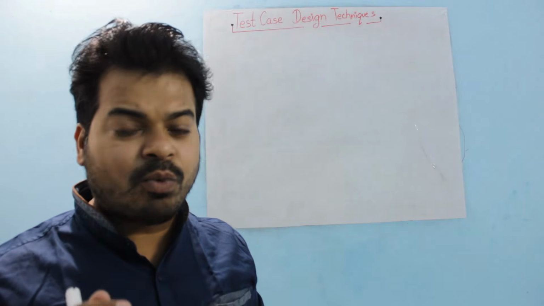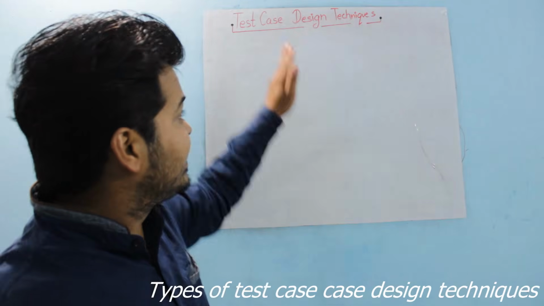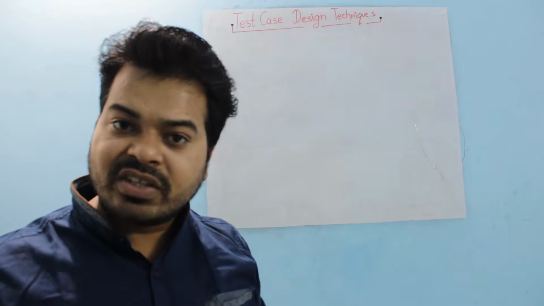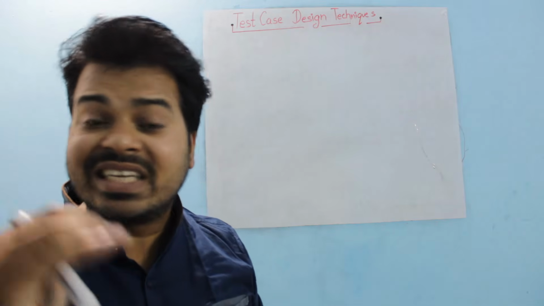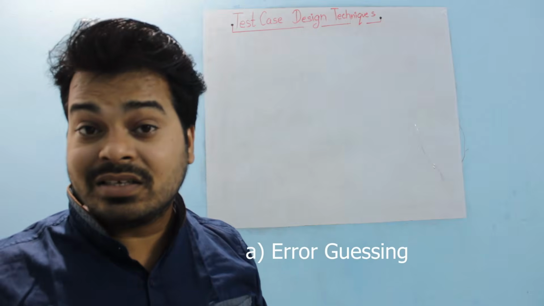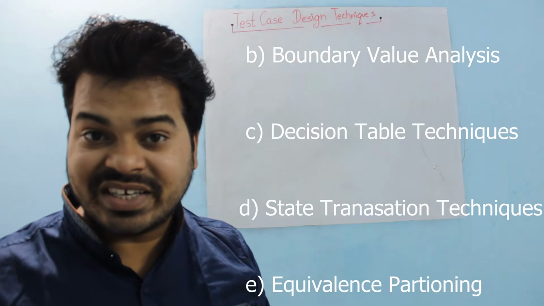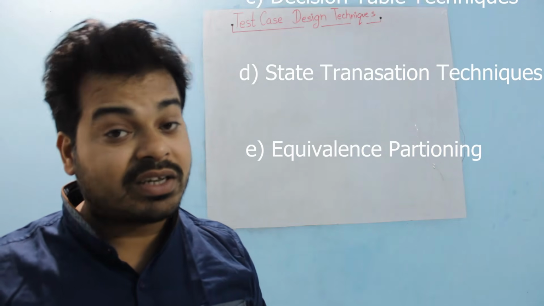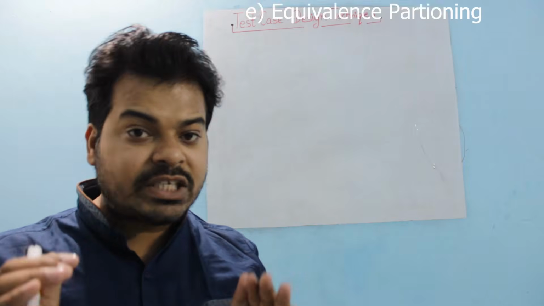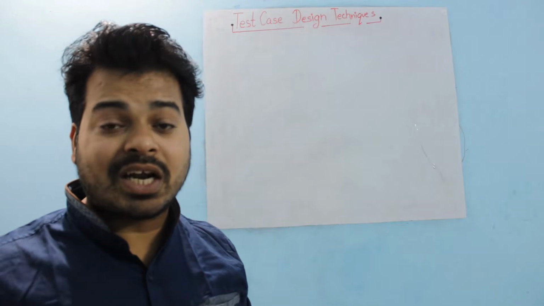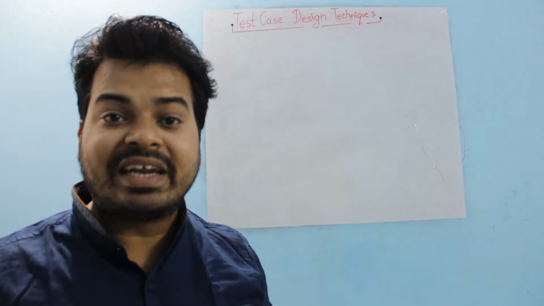Now let's talk about what are the different types of test case design techniques we have. The different types of test case design techniques we have are error guessing, boundary value analysis, decision table techniques, state transition technique, and equivalence partitioning. I'm going to talk about each one of them in brief. Let's get started to talk about what do you mean by error guessing first.